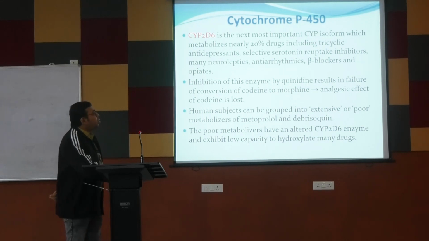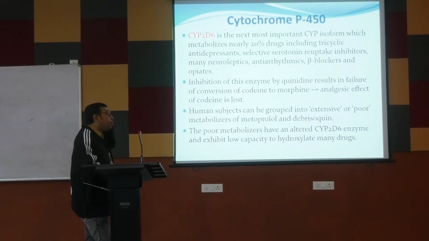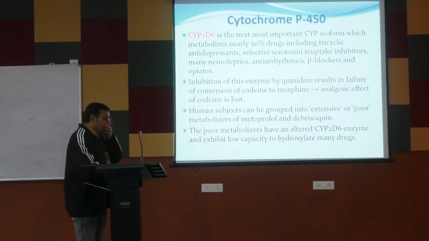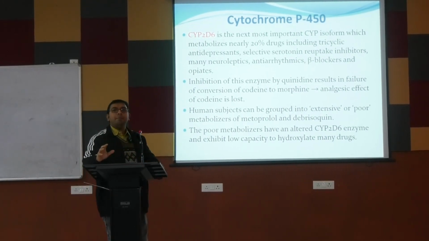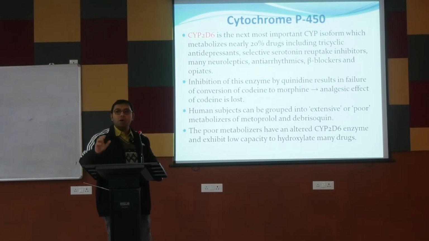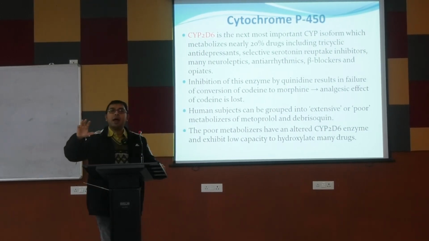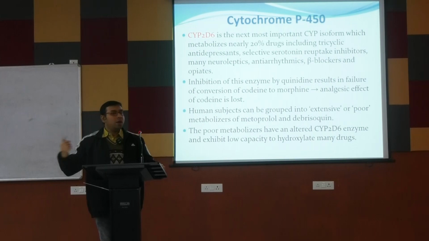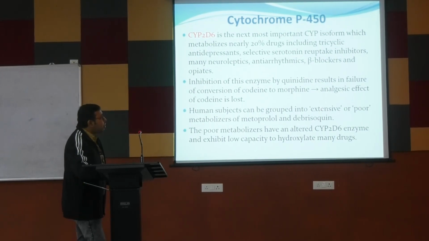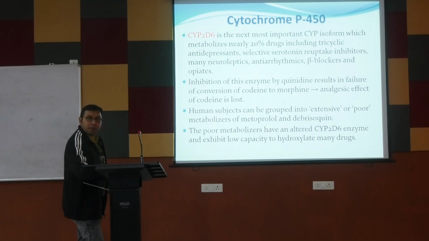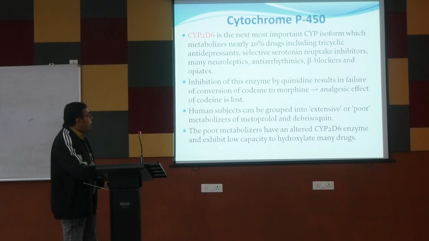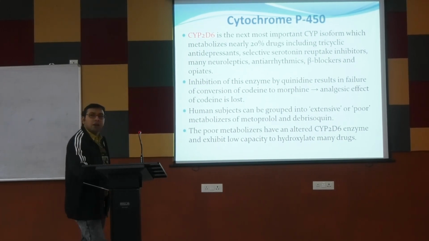Human subjects can be grouped into extensive or poor metabolizers of metoprolol or debrisoquine. Metoprolol is a very common drug used as an antihypertensive or in ischemic heart disease. So there may be some man-to-man variation in these different enzymes. Some enzymes in one human being can metabolize the same drug very fast or very rapidly, and in another very slowly. That's why they can be grouped as extensive metabolizers or poor metabolizers. The poor metabolizers have an altered cytochrome 2D6 enzyme and exhibit low capacity to hydroxylate many drugs.